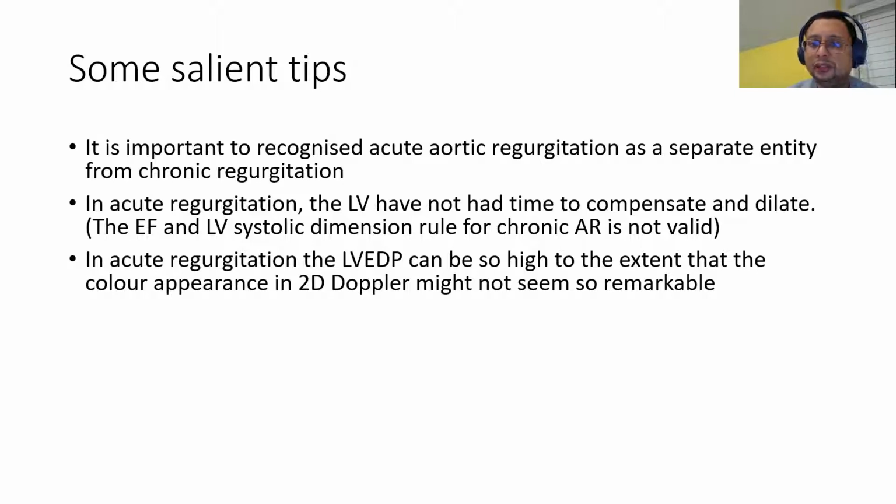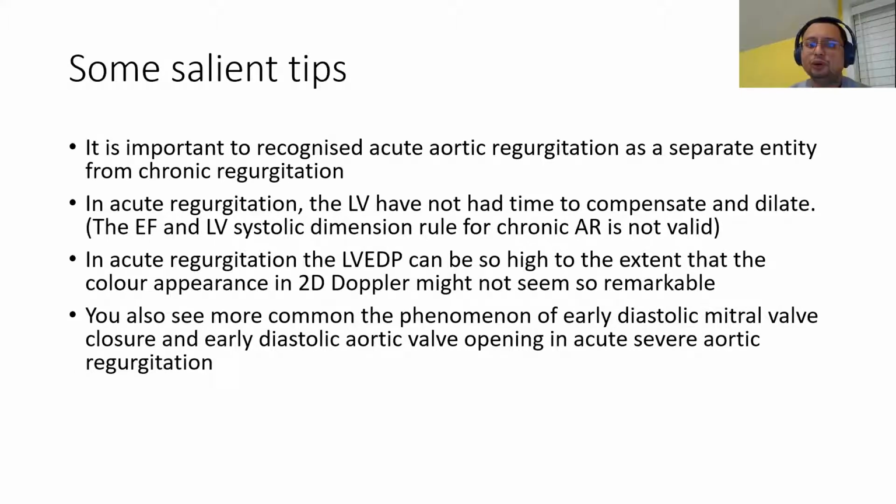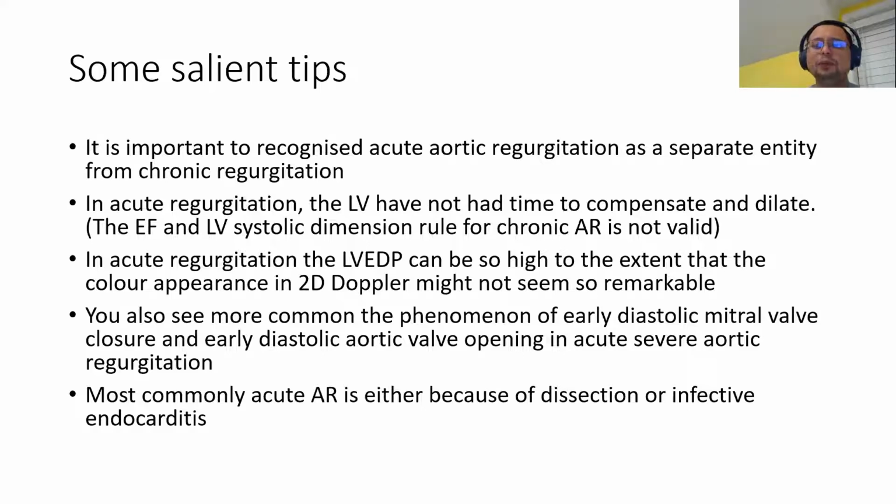Sometimes in patients with acute aortic regurgitation, the left ventricular end diastolic pressure can be so high that when you look at the 2D echocardiogram color view, the appearance might not be so remarkable. So beware of this kind of issue. You could also see, more commonly, phenomena such as early diastolic mitral valve closure and early diastolic aortic valve opening in patients with acute severe aortic regurgitation. I will show you what I mean later. The most common causes of acute aortic regurgitation are aortic dissection or infective endocarditis. Usually in this situation, regardless of whether the LV has decompensated or not, you need to go for surgery.